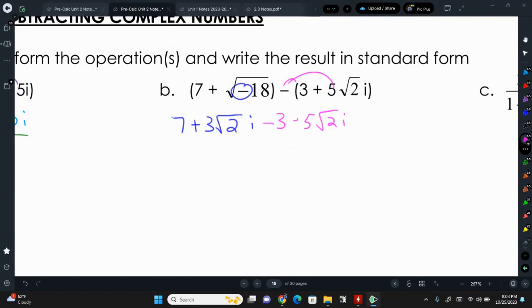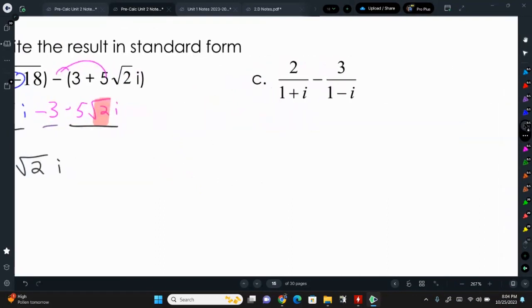Now, just like any normal radicals, we can only combine radicals with i's with them if they are the exact same base, meaning square root of 2, square root of 2. If it was square root of 18 or square root of 5 or anything like that, we couldn't combine them. So this leaves us with 7 minus 3 is 4, and positive 3 square root of 2i minus 5 square root of 2i is minus 2 times the square root of 2i.